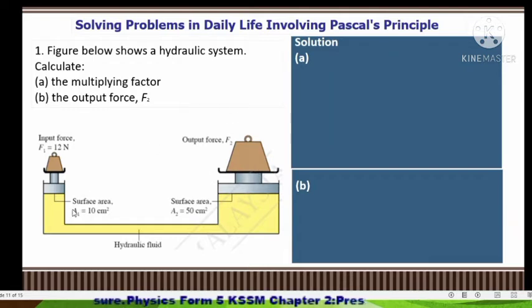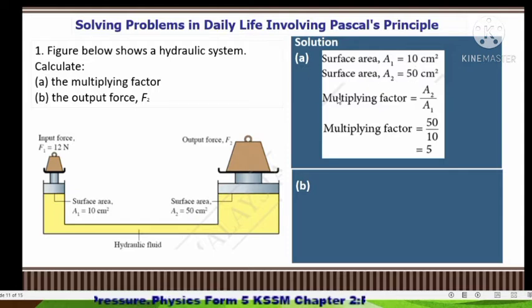So first we can list down all the information given. From here it is already stated clearly. F1 is 12 Newton, A1 equals 10 cm squared. The output force F2 we need to determine, and the surface area of the second piston A2 is 50 cm squared.